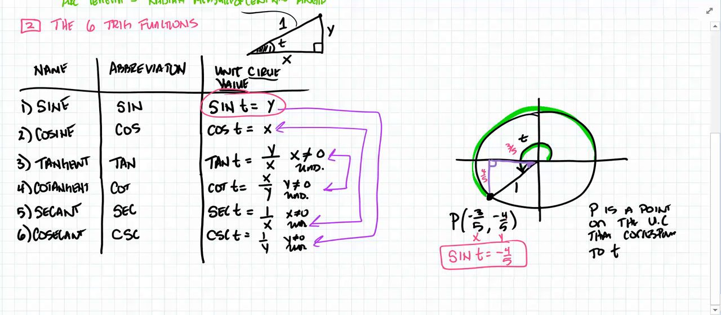What's the cosine of t? Very good, negative 3/5. It's this value, it's the x value. See it? So that's where we're going with all this information.